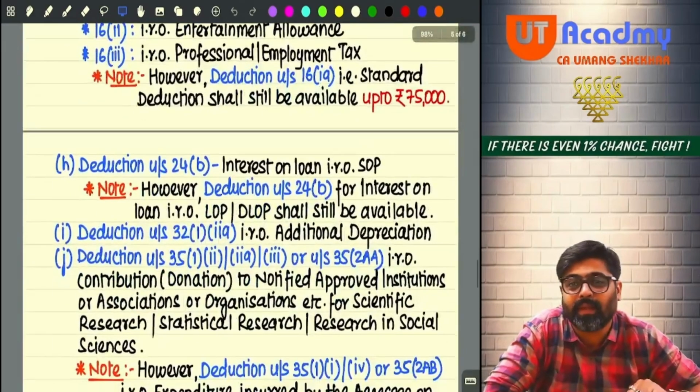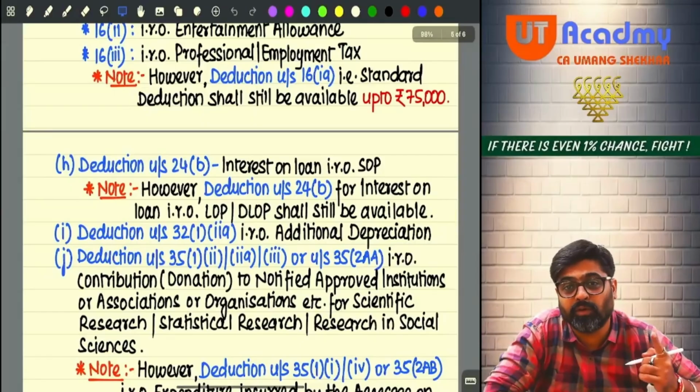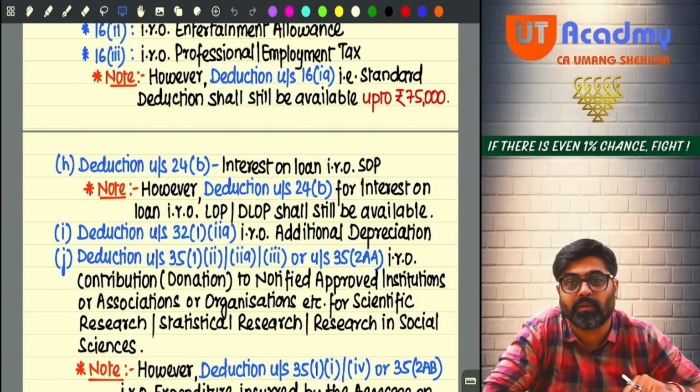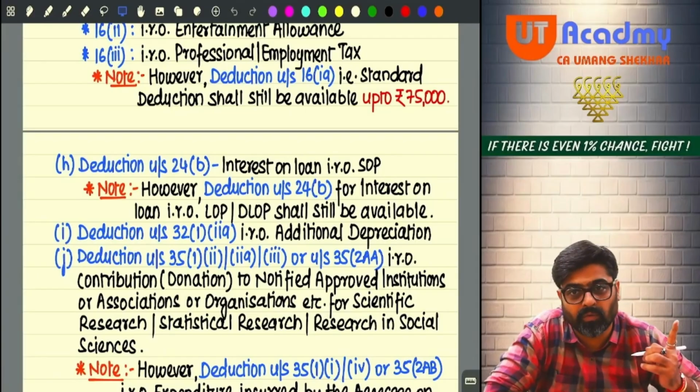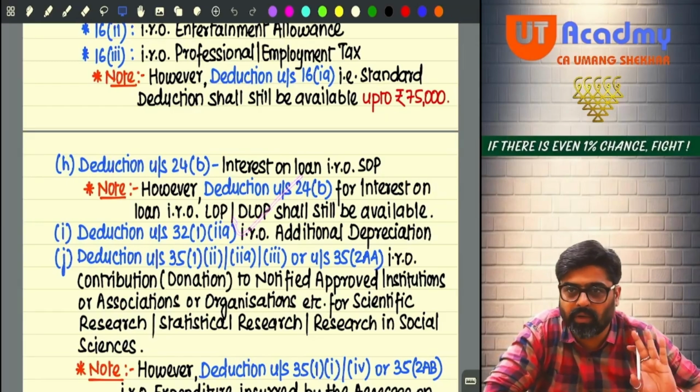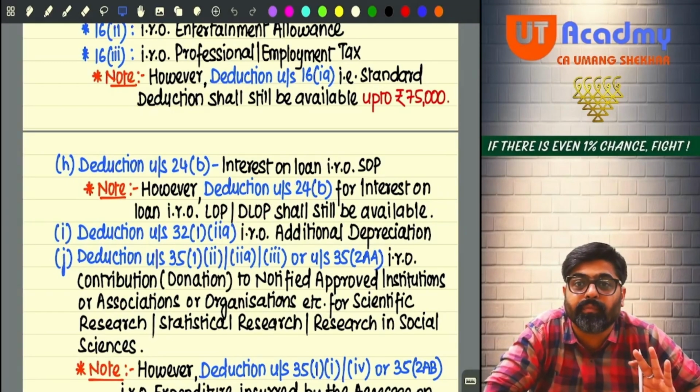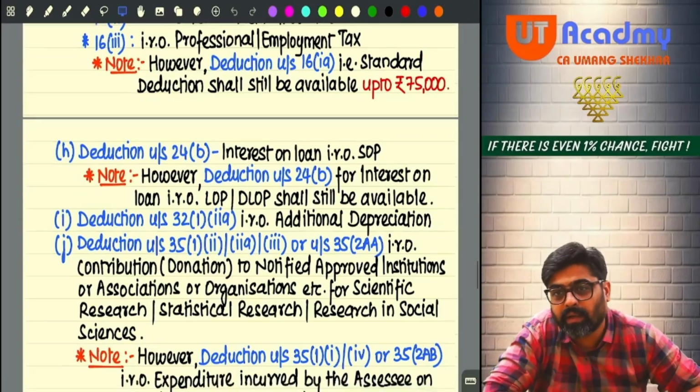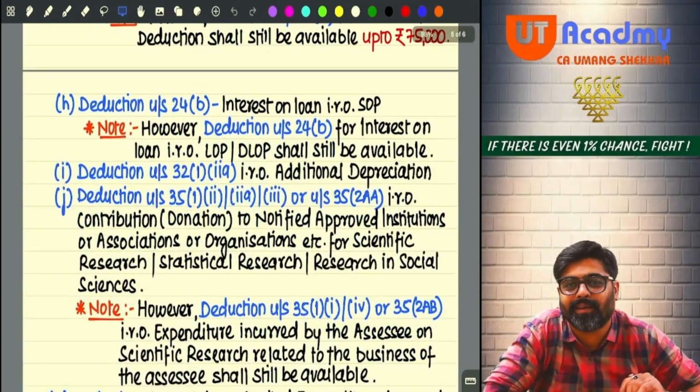Then do you remember SOP interest we used to claim up to 30,000 or sometimes up to 2 lakhs also? That SOP interest will not be allowed. If you follow 115BAC, only SOP interest will not be allowed. Meaning LOP, DLOP interest was allowed fully, and under 115BAC also, LOP, DLOP interest will be fully allowed. Will you remember?